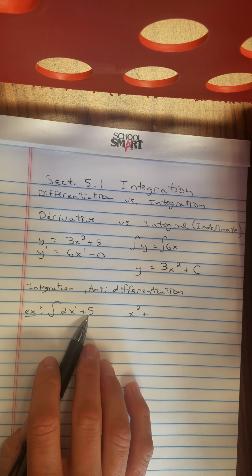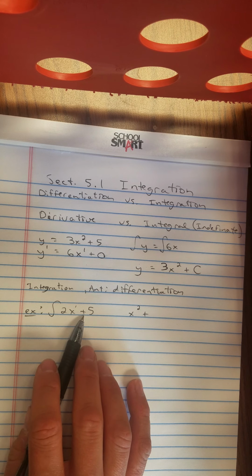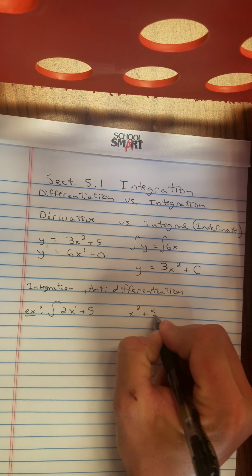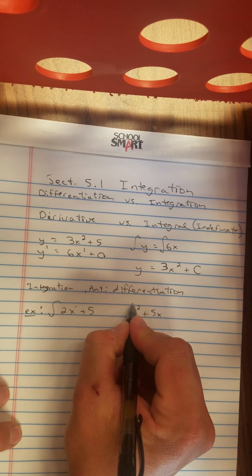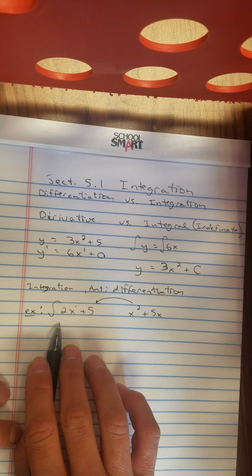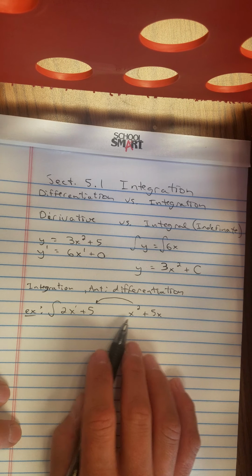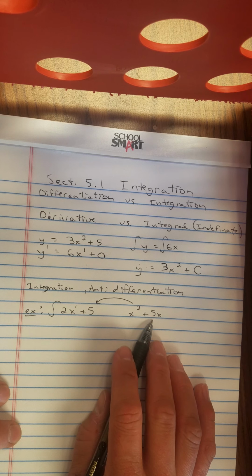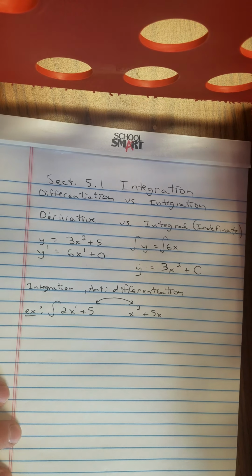Where would this 5 have come from? Well, think about this. When we differentiate and we get a constant, that just means that came from a generic x. So this would have been plus 5x. So hopefully you can see here, we're used to doing this. We're used to taking x squared plus 5x and differentiating it. Bring the 2 down, subtract 1, it becomes 2x to the first power. That's this. What's the derivative of 5x? It's just 5. Now, we're working backwards.